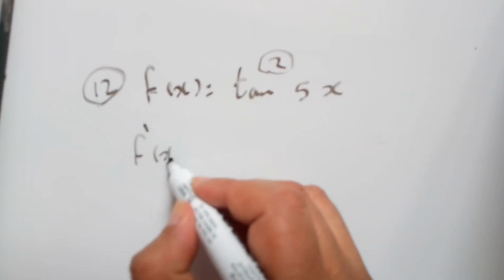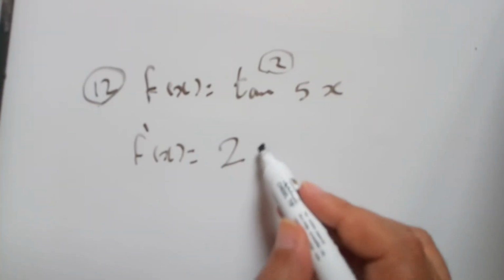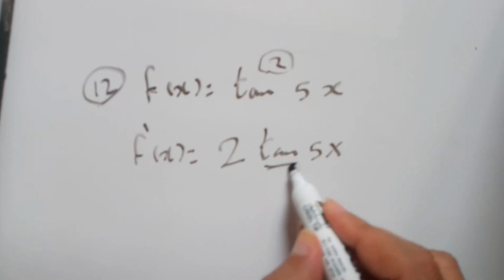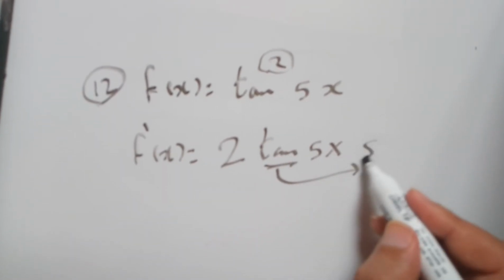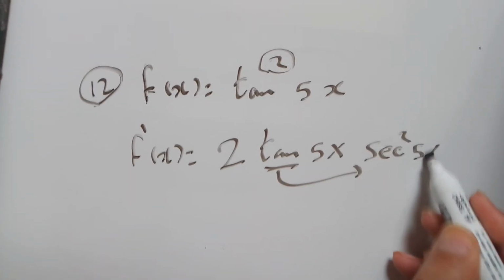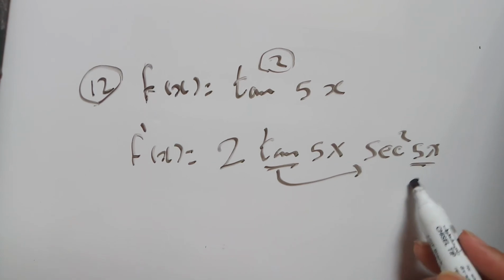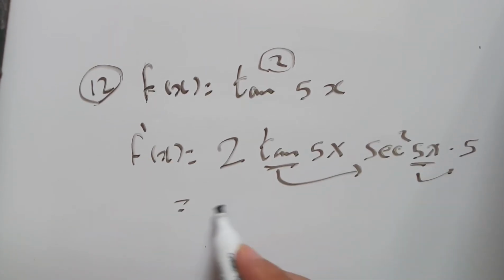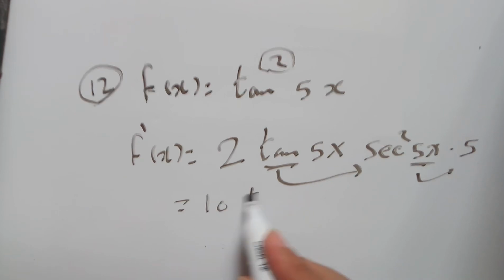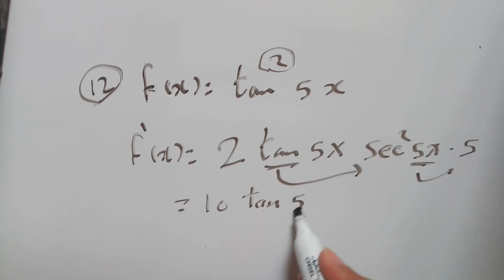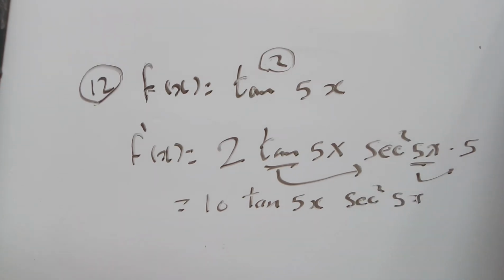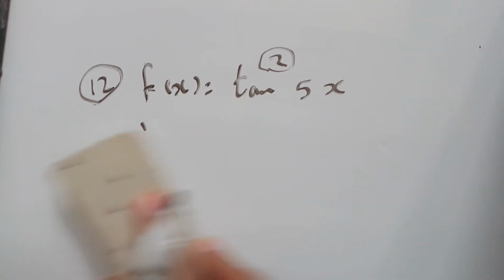f prime of x is equal to 2 tangent, power 2 minus 1, 5x. What is the derivative for tangent first? It is secant square 5x. What is the derivative for 5x? It is 5. Then simplify 2 multiplied by 5, it will be 10 tangent 5x secant square 5x.